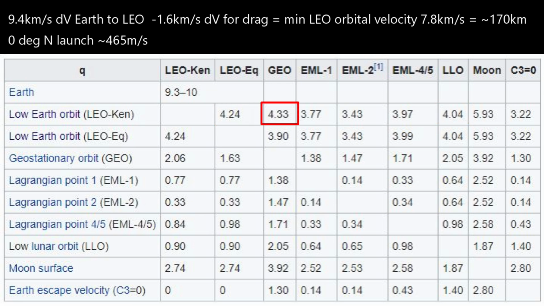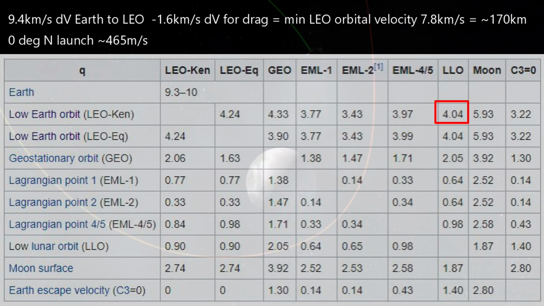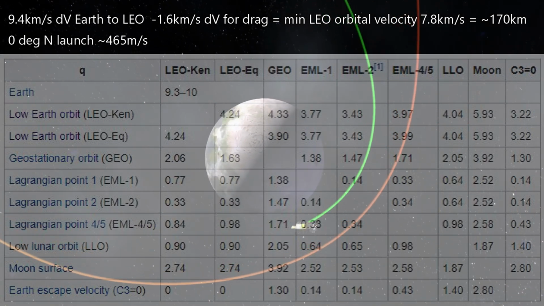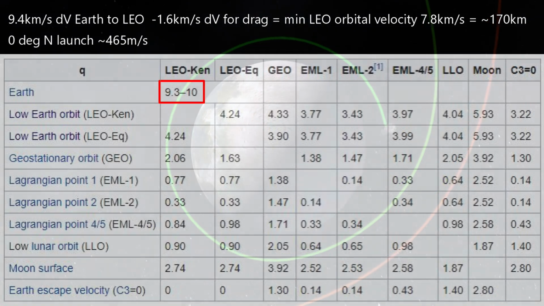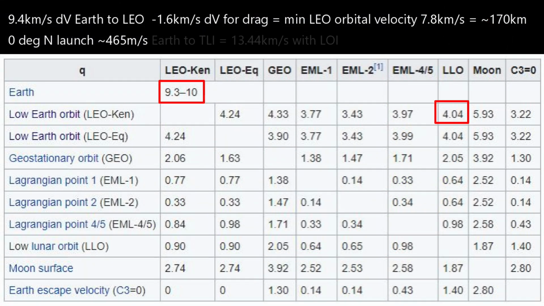It also takes more delta V to get into a stable geosynchronous orbit than to go onto the Moon, because of the delta V needed to circularize the geosynchronous orbit from the transfer orbit. If we add the delta V needed to get to LEO with that needed to get to the Moon, we get a total of about 13.44 kilometers or 13,440 meters per second.